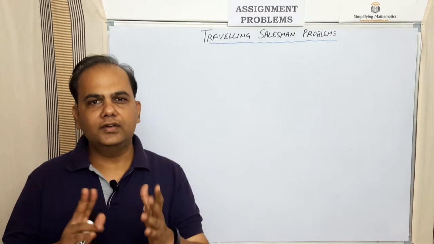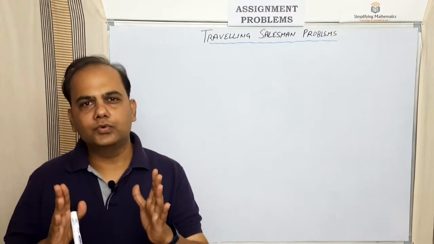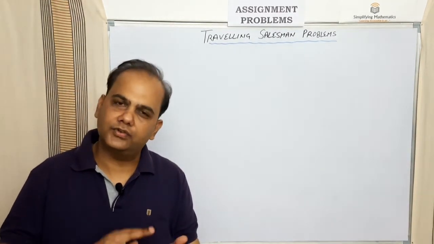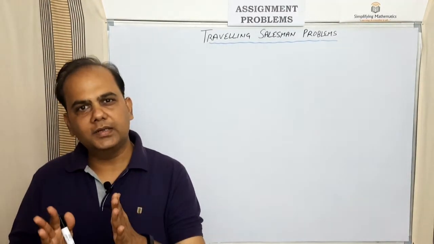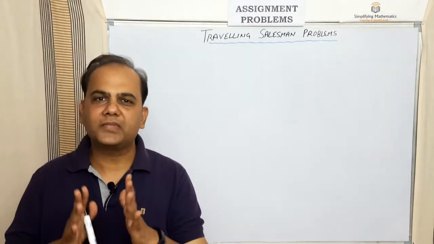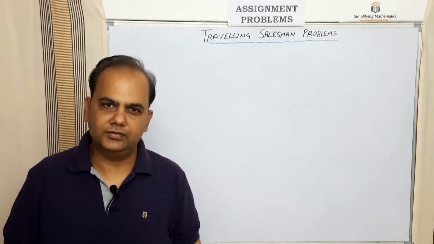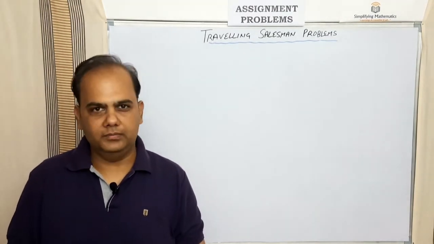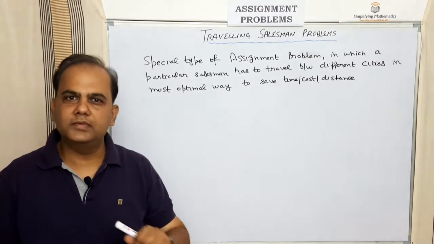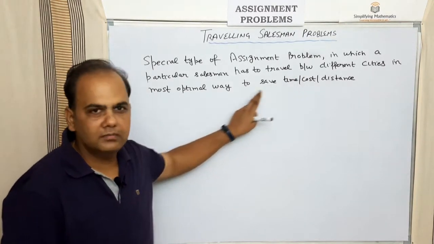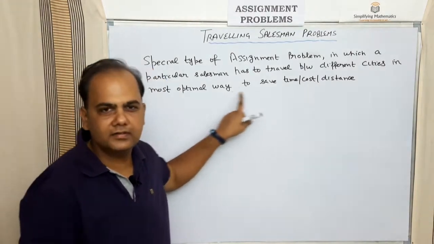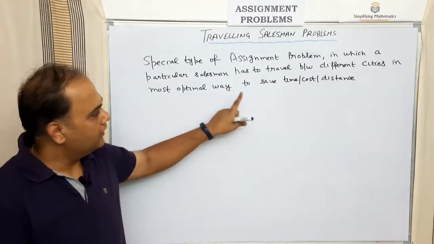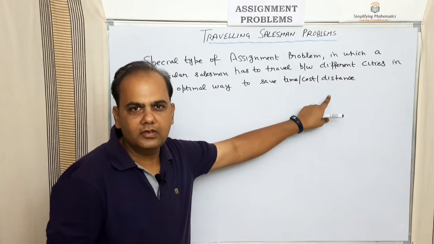So what do you have to find? You have to find the optimum route by which the salesman should travel between all these cities so that the total time, the total cost, or the total distance should be minimized. So that is what a traveling salesman problem is. It is a special type of assignment problem in which a particular salesman has to travel between different cities in the most optimal way so as to save time, cost, or distance.